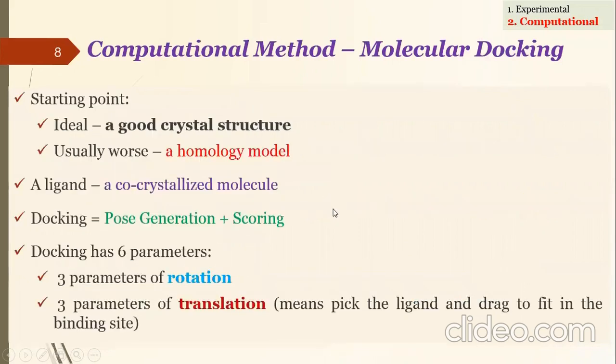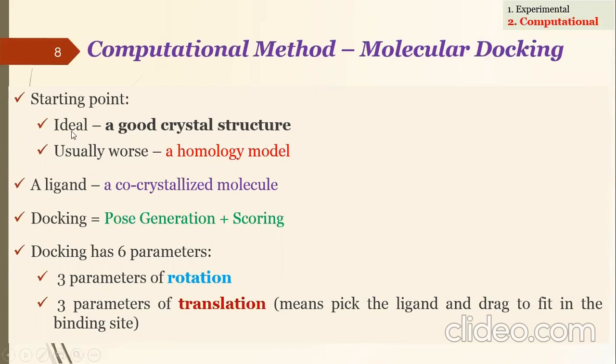And what could be the starting point of docking? Ideally we need a crystal structure. If we have a crystalline protein structure, that is ideal. But if we don't have one, we can model a protein. You already know better than me how to model a protein. We have studied protein modeling using Modeller, and that is a homology model.